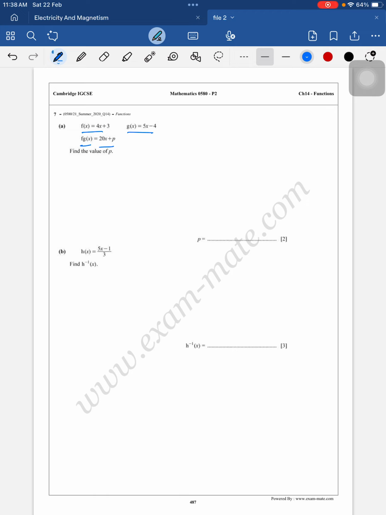Okay, now first we are given an equation, fg(x) is equal to 20x plus p. So fg(x) means I need to first put the value of g(x) over here. So g(x) is 5x minus 4, right? Now put the value of 5x minus 4 in the function f variable. So 4 in place of x, (5x minus 4) plus 3 is equal to 20x plus p.